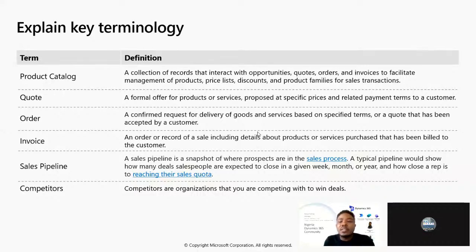All right, a typical pipeline will show how many deals the salespersons are expected to close in a week, in a year, and how close a rep is to reaching their sales quota. For those of us that are really familiar with how sales automation is done, right?